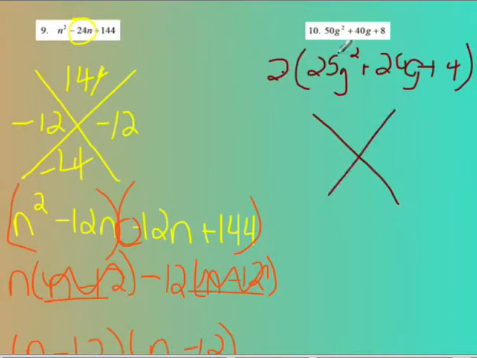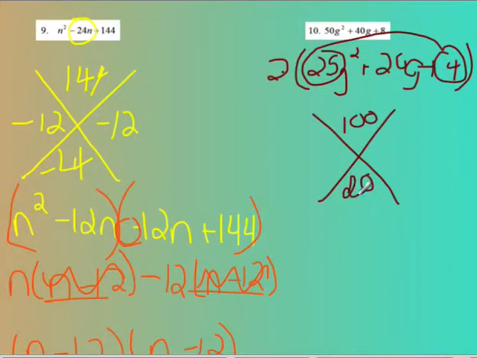So I'm going to just ignore my little sister for the time being. She doesn't exist. I'm going to deal with her at the end. So we're multiplying to 100 and adding to 20. Positive product, positive sum, so both my factors are positive. So we're going to use 10 and 10.